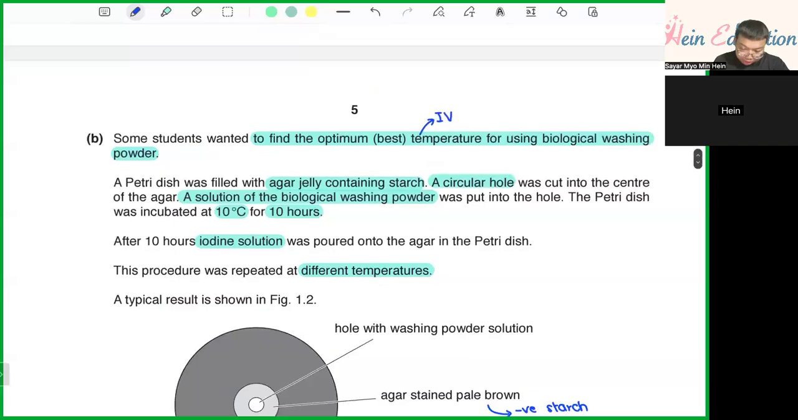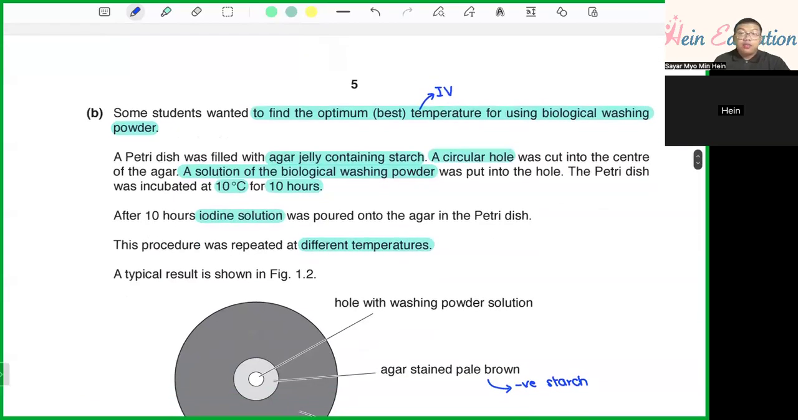And then continuing to question number B, some students wanted to find the optimum, or best, temperature for using biological washing powder. So here, by using different temperatures, that would be the independent variable. They use agar jelly containing starch, circular holes, and also a solution of biological washing powder at 10 degrees Celsius for 10 hours, and they also use the iodine solution. So you can see that they use an agar jelly which contains starch, and also they have iodine solution to test the presence of starch, right?